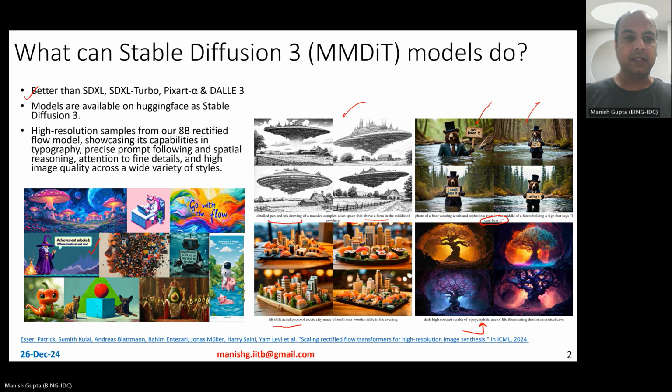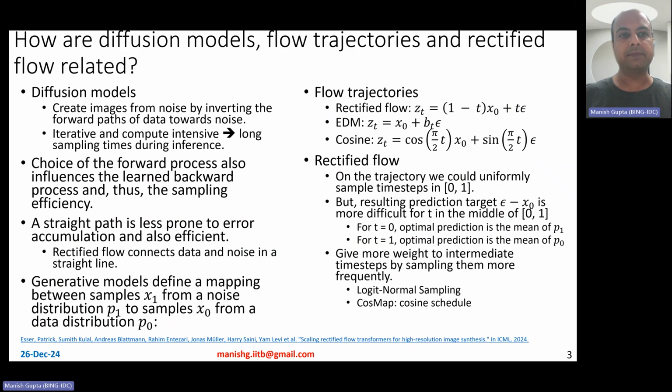Okay. So that's that. So Stable Diffusion 3 is a state-of-the-art image generation model. Now, let me get into a little technical details about how Stable Diffusion 3 is trained and how it works. Well, diffusion models have been very popular for image generation in general. And the way diffusion models work, I've made a video long back about how diffusion models work, but in short, they create images from noise by inverting the forward path of data towards noise.